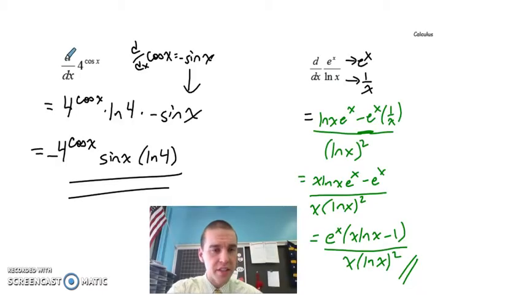So hopefully you guys got these answers. Negative 4 to the cosine of x multiplied by sine x ln of 4. With this one, quotient rule, as I said before, the derivative of e to the x is e to the x. Ln of x is 1 over x. Low d high minus high d low, all over low squared.